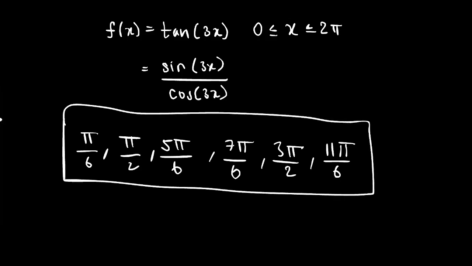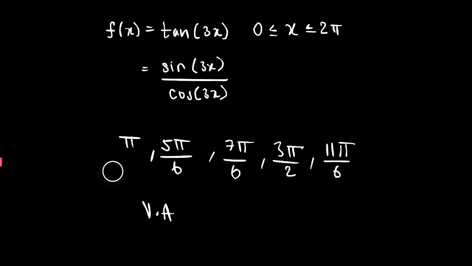Specifically, these are going to be vertical asymptotes, because we can't cancel this out, so these are not going to be holes, but just vertical asymptotes. So that brings us to the end of this video.